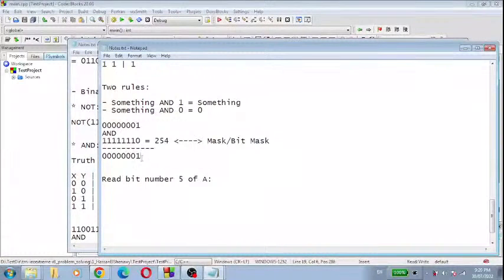When I have something like A, which is this value, I mean this should be 0 actually. Yes, I want to read bit number 5, which is this bit. I want to read this bit. I'm going to make AND with some mask here, which is going to be 0 0 1 0 0 0 0 0.